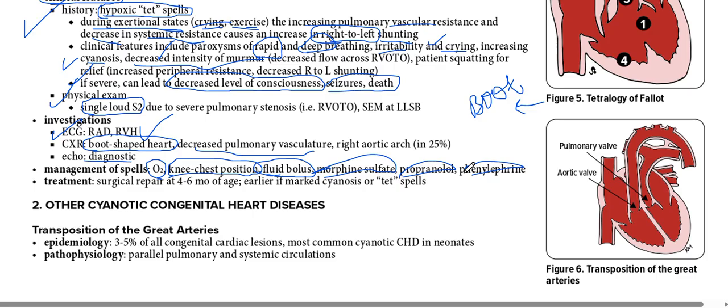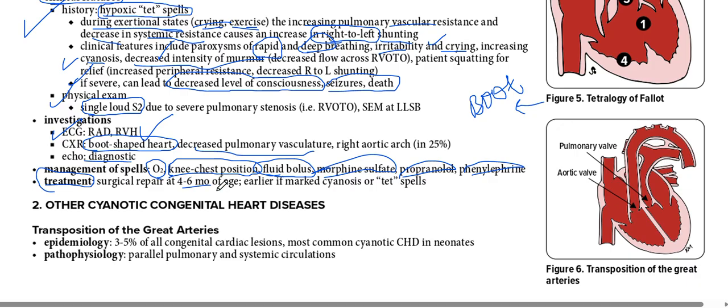TET spells, hypoxic spells can be treated with the knee chest position, fluids, morphine as painkiller, propranolol for the heart, and phenylephrine. Now the other treatment is surgical repair. There is a definitive treatment, surgery. At 4 to 6 months of age, earlier if marked cyanosis or lots of TET spells, then what we have to do? Surgery.